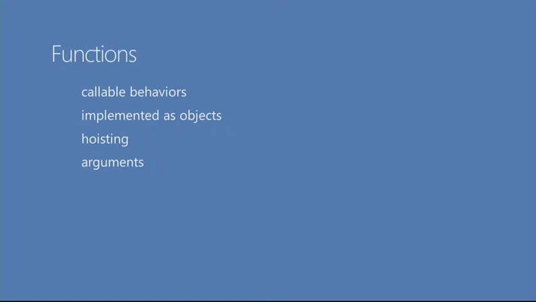I think I like the first line there. It's a callable behavior. That's one way to look at it. It's something that you're going to execute. But it is implemented as an object, which means it has other features, like being able to pass them around, take them in as arguments to other functions, so they can get really interesting there. And then there's this concept of even hoisting.